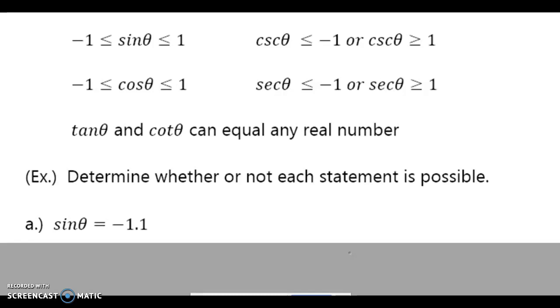So what we have to decide is whether -1.1 is in between -1 and +1. No. So we would say not possible. The sine of theta can never be that value.